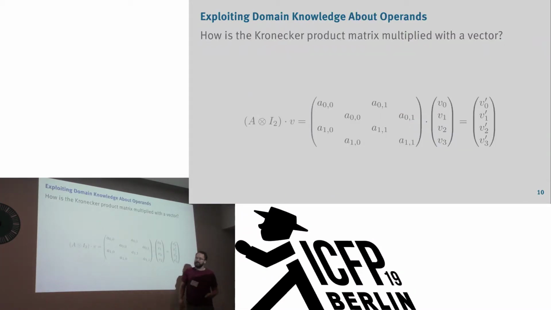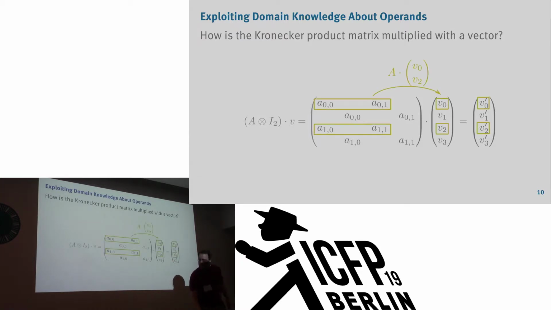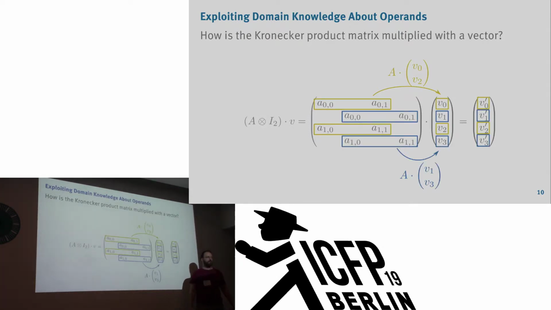Just to show an example of how this would work, we have a matrix that is created by the Kronecker product with an identity matrix on the right side of size 2. The matrix looks like this, the empty spaces are zeros, and now we multiply with v and get the result. And this is similar to multiplying A with a vector v0, v2, and A with a vector v1, v3, and then placing the results properly in the result vector.